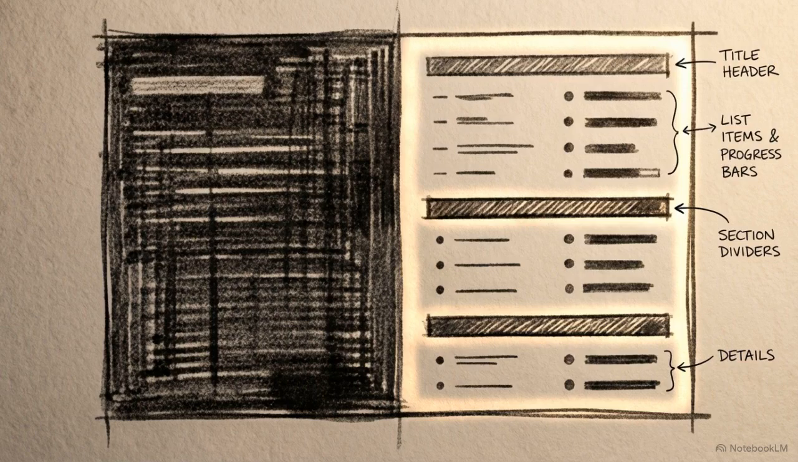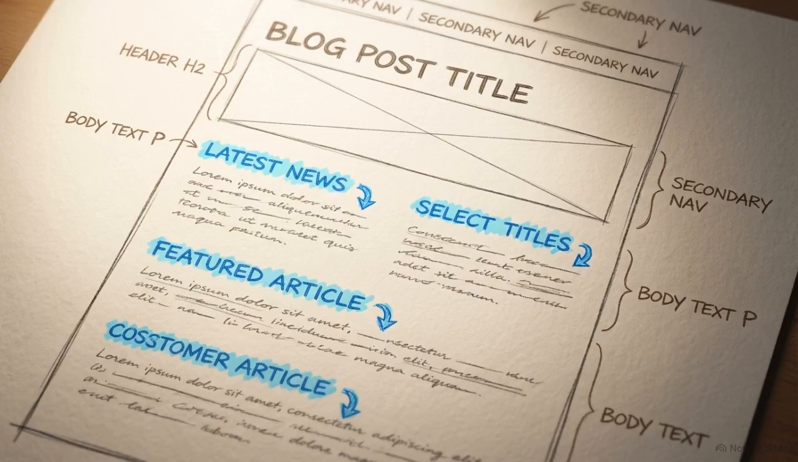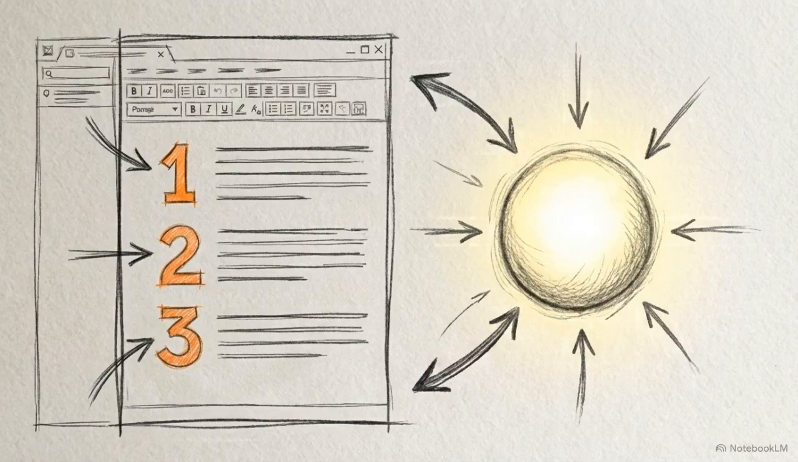AI engines struggle to confidently extract individual data points from dense, unbroken walls of text. They prioritize content that is already highly structured. To fix this, break any long paragraphs into short, scannable chunks. Separate these sections using descriptive subheadings that clearly announce what the next few sentences will cover. When you need to explain a complex process, do not write it out as a standard paragraph. Convert it into a bulleted list or a series of numbered, chronological steps.